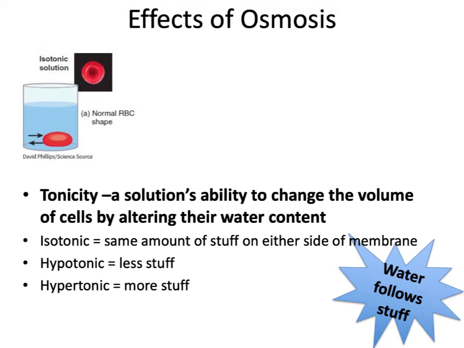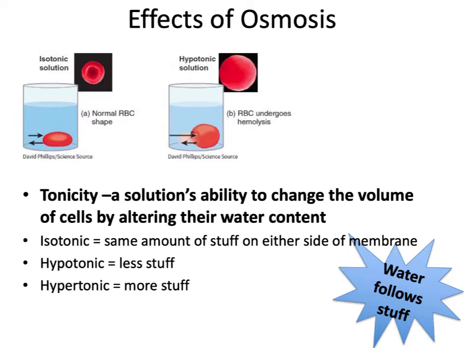In an isotonic solution, the cell's volume remains the same because although water is moving in and out of the cell, there's no net movement. However, in a hypotonic solution, there is less stuff outside the cell, so water will move towards the stuff in an attempt to dilute it. This causes an influx of water into the cell, which is where the stuff is.